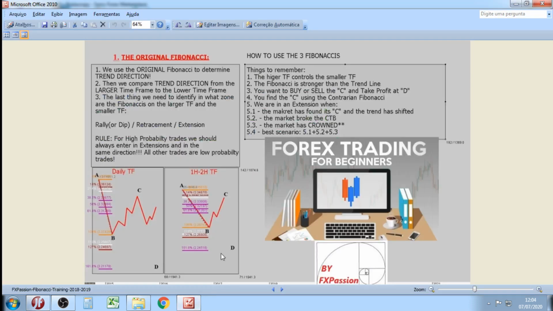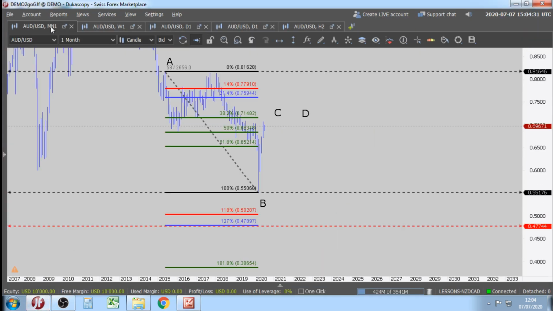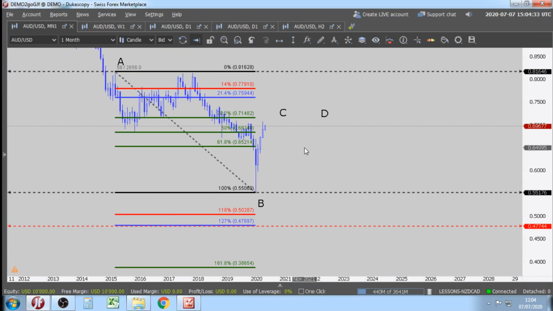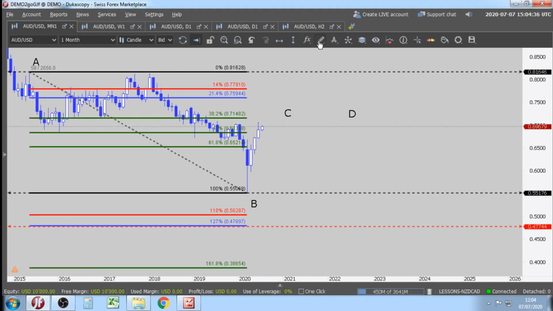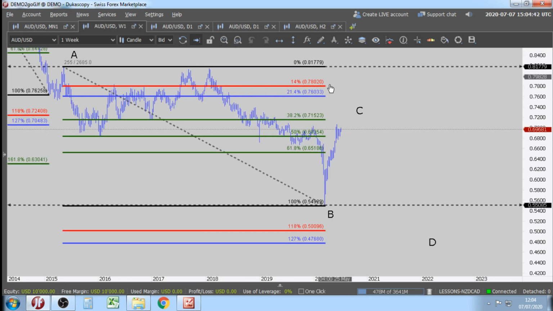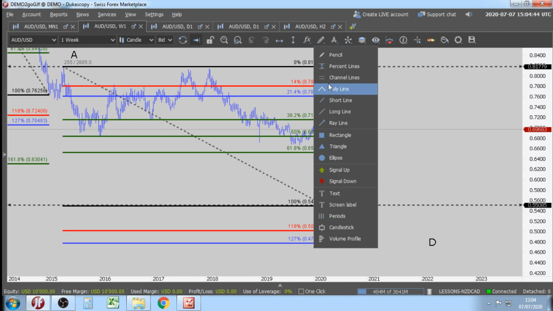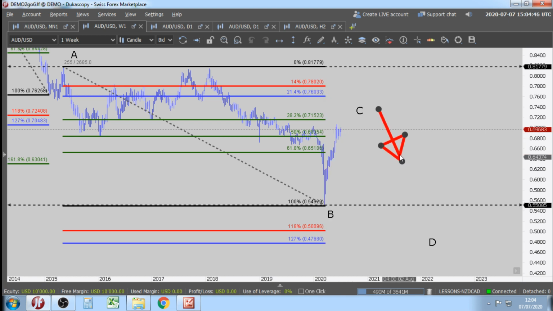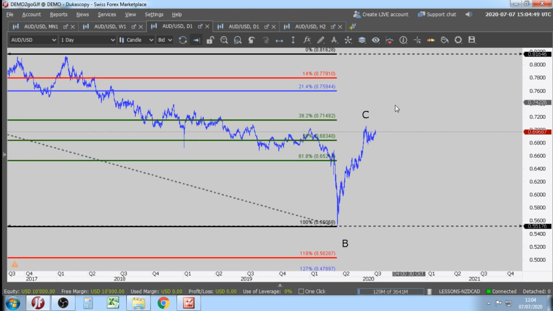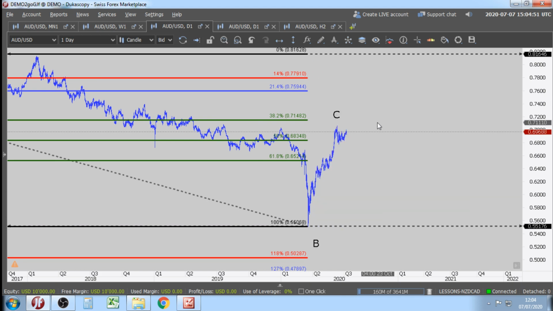But talking about the original Fibonacci, the rule for high probability trades is we should always enter in extensions. So if you're a beginner trader, everybody, and you are learning how to trade, you have a down Fibonacci and the extension is going to go down. We have extension, retracement, the next move is going to be extension. And also on the daily, the next move is going to be the extension.